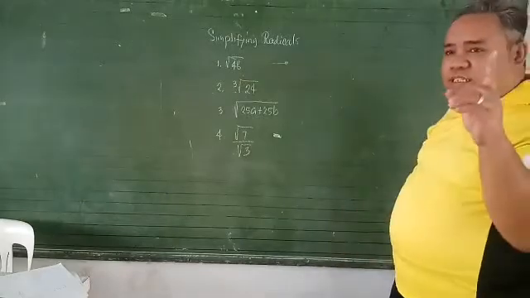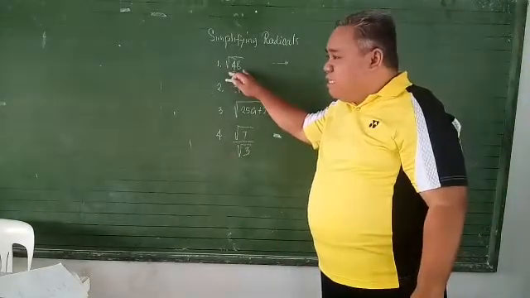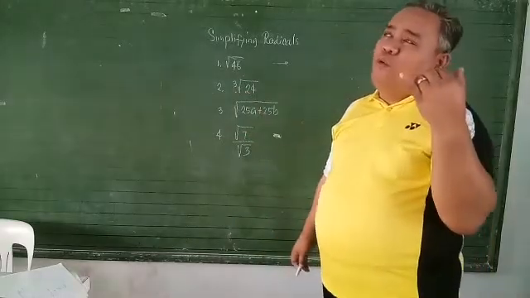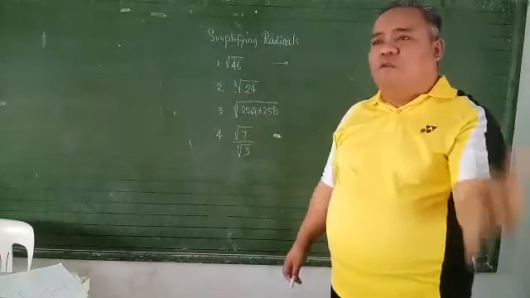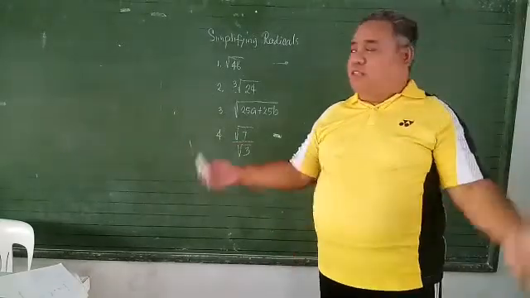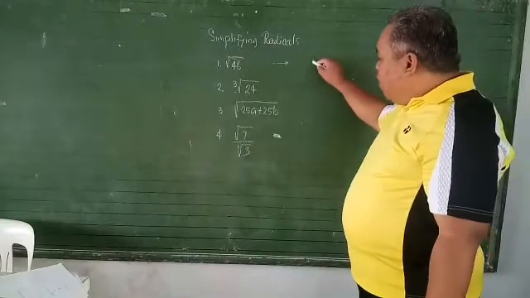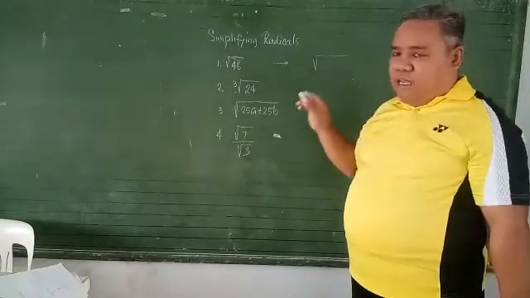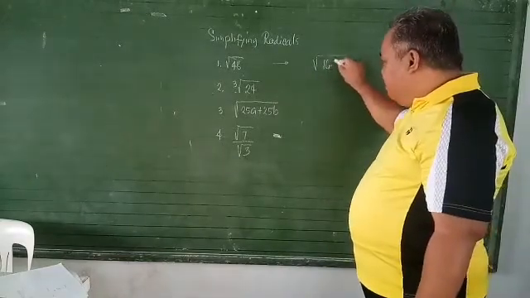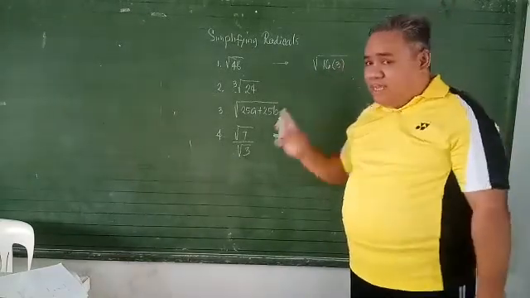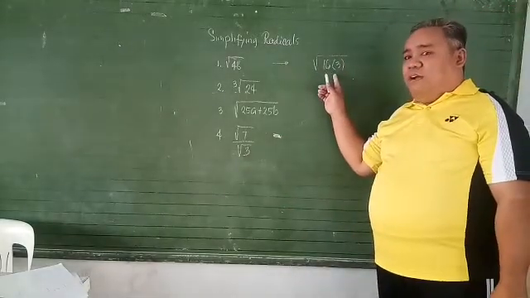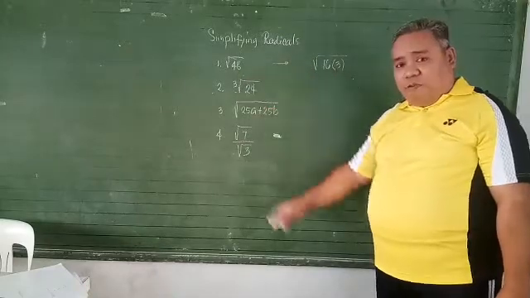You're going to think first of a perfect square that is a factor of 48. When we say perfect square, for example, what are those perfect squares? That is 1, 4, 9, 16, 25, and so on and so forth. So in this case, if we examine closely, the factors of 48 are 16 and 3. Right? That's 48. Why 16 and 3? Because 16 is the perfect square. That is the best factor for 48.